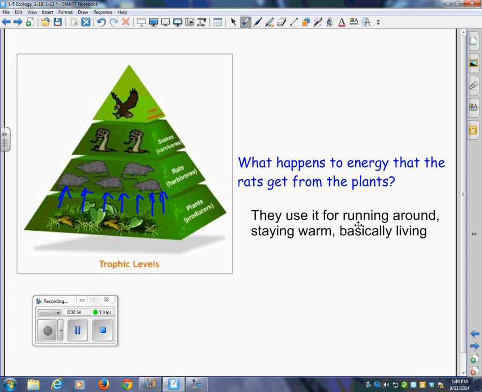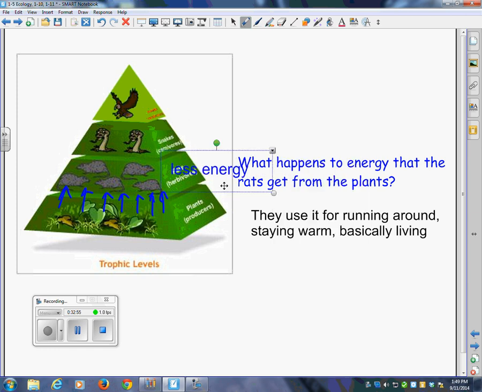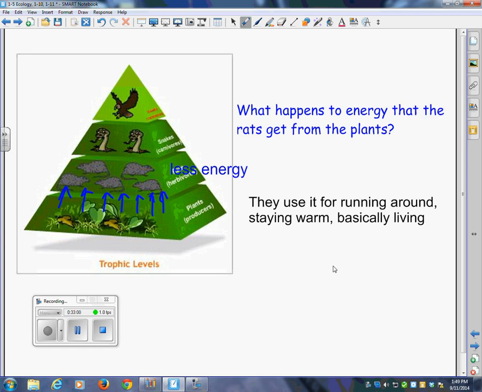How much energy is stored in the rats? Not a lot. Some of the energy that came from the grass that went to the rats is stored in the rats, but not a lot. Right? Would you say that there's now less energy here? Would you say there's less energy at the second trophic level? I think you would agree. And what happens to all energy and so on? I think you get the picture here.